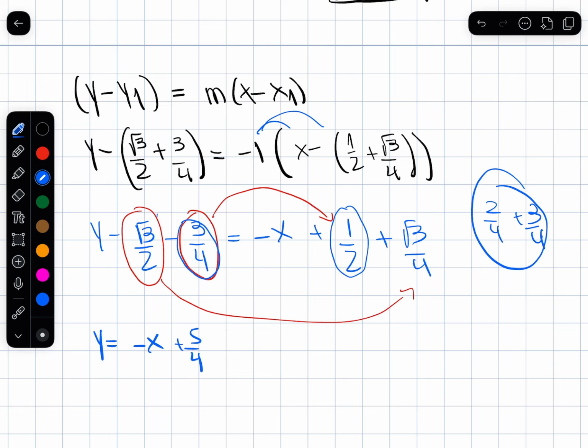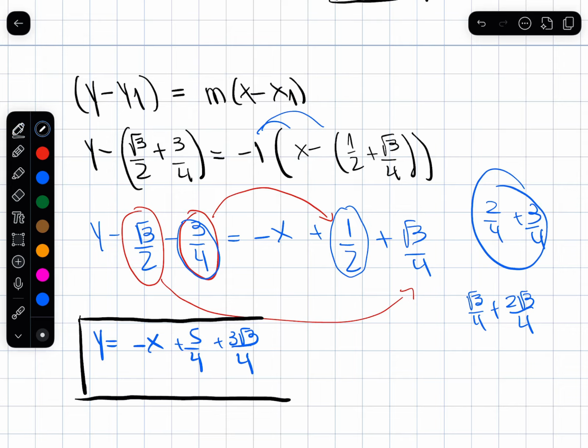And then that is a root 3 over 4. As I combine them here, root 3 over 4 plus root 3 over 2, it would be 2 root 3 over 4. So it is 3 root 3 over 4. So I believe that to be the correct equation.